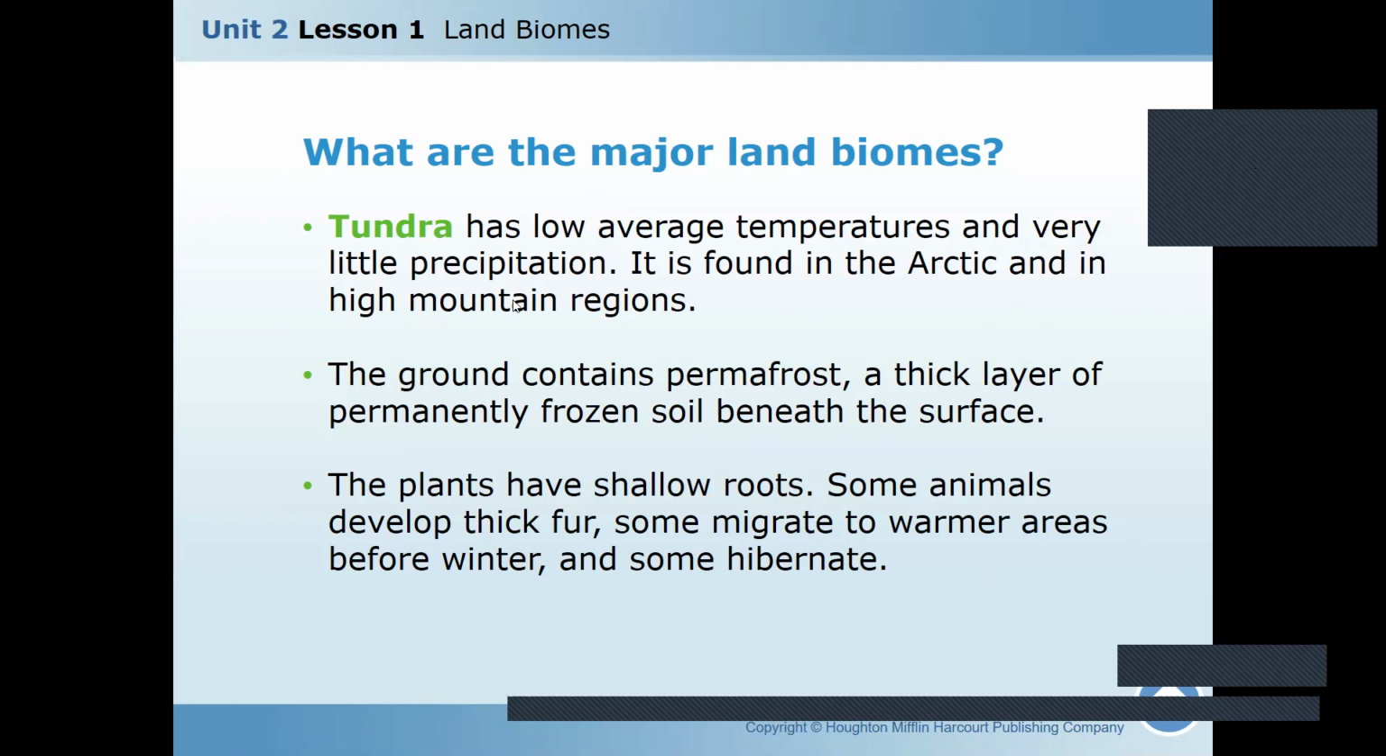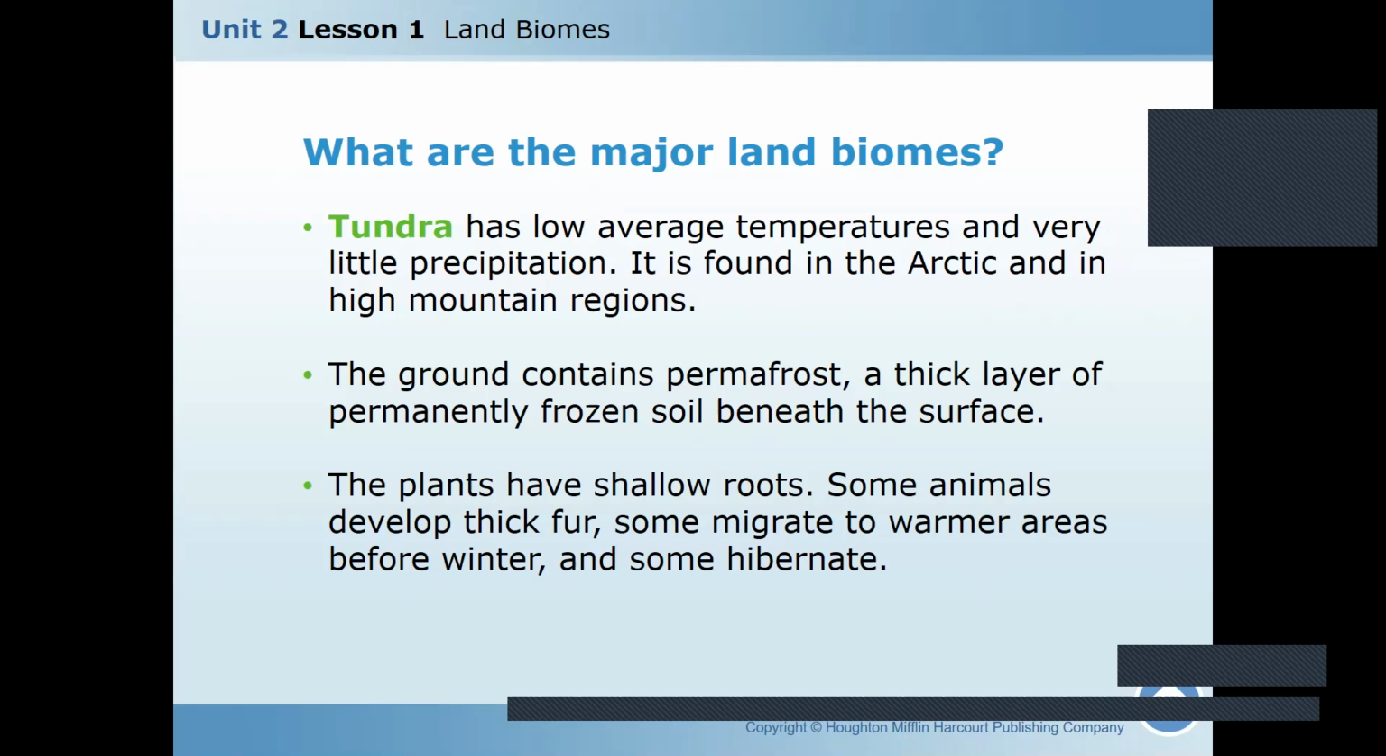Tundra has low average temperature and very little rainfall in the Arctic and in high mountain regions. The ground contains permafrost, a thick layer of frozen soil. Okay, they are talking about tundra.